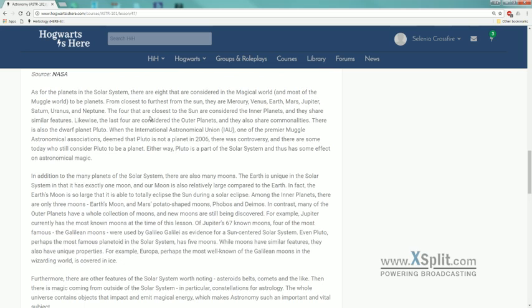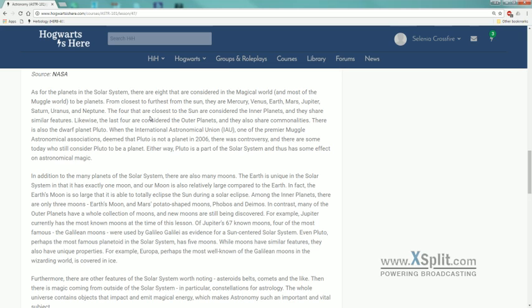As for the planets in the solar system, there are 8 that are considered in the magical world, and most of the Muggle world, to be planets. From closest to furthest from the Sun, they are Mercury, Venus, Earth, Mars, Jupiter, Saturn, Uranus, and Neptune. The 4 that are closest to the Sun are considered the inner planets, and they share similar features. Likewise, the last 4 are considered the outer planets, and they also share commonalities.